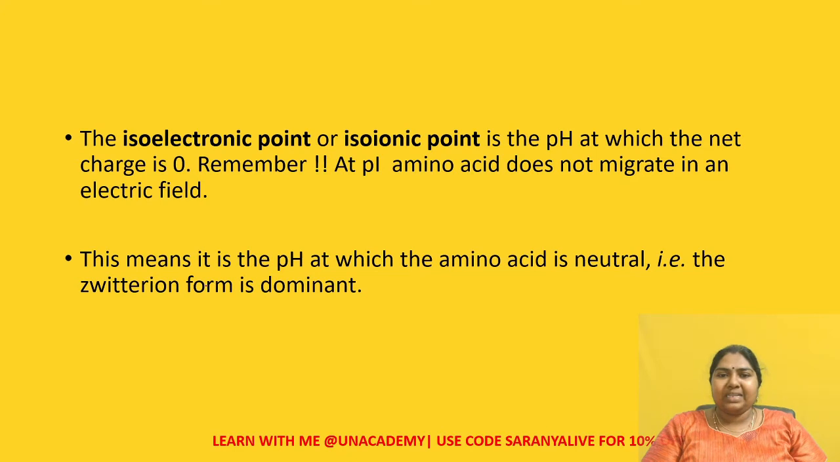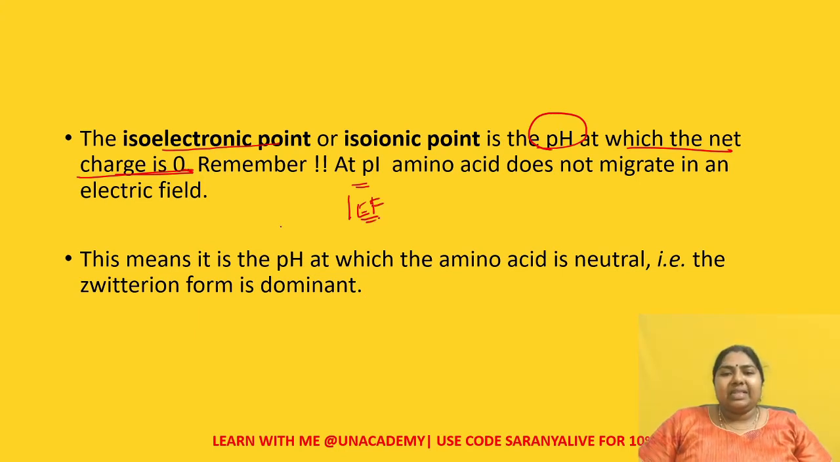Let us see the proper definition. The isoelectric point is the pH at which the net charge becomes zero. This is an important point, because at this pI only will you be able to separate your amino acid, since the amino acid will not migrate after this point in an isoelectric focusing experiment. We'll see that later.